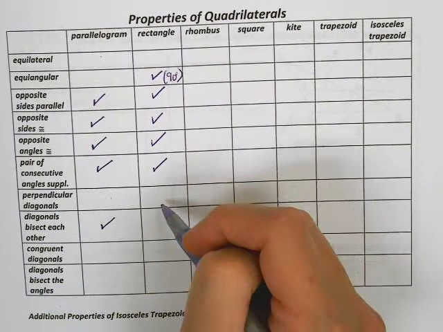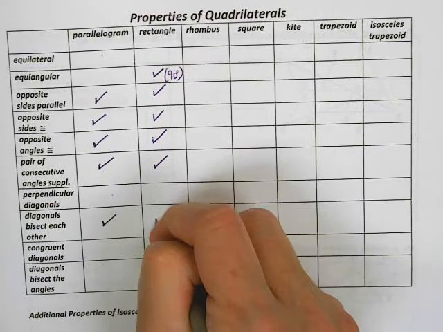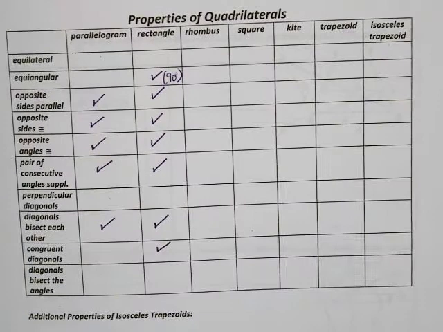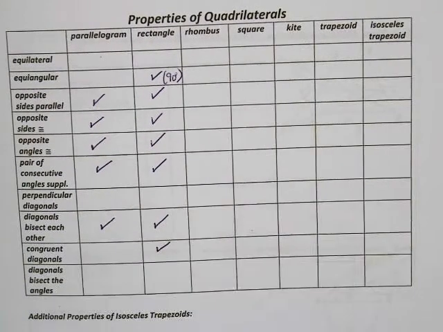The diagonals are not perpendicular. They do bisect each other. And this time, if you look closely, the diagonals are congruent, but they do not bisect the angles.